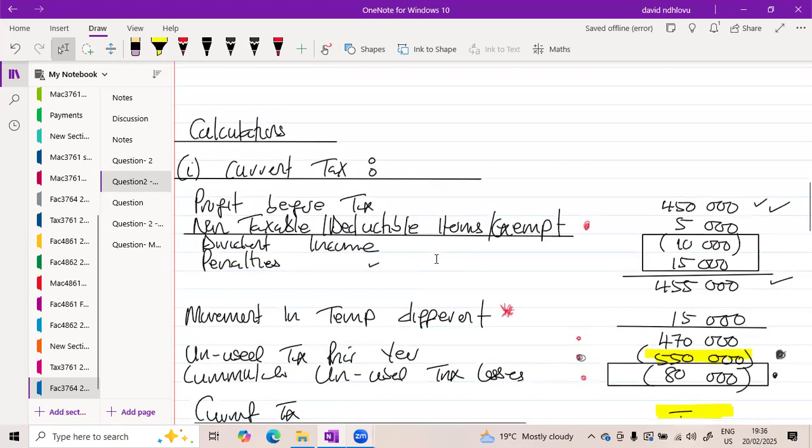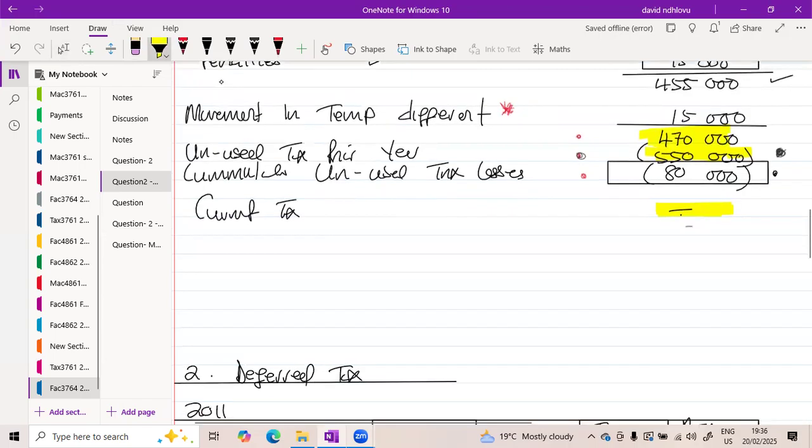So what happens now is that usually when you get your profit before tax here, this profit before tax will be including the foreign income. When you calculate this current tax here, that current tax will already be containing tax on the foreign income at a rate applicable in South Africa, which is 27 or 28%. Right, are we clear about that?